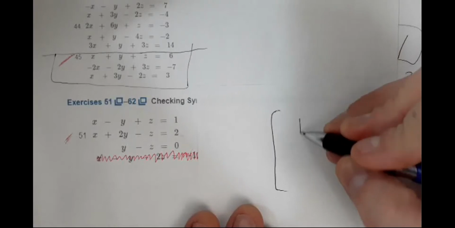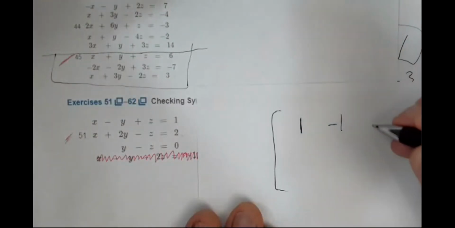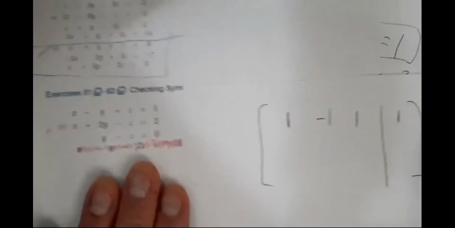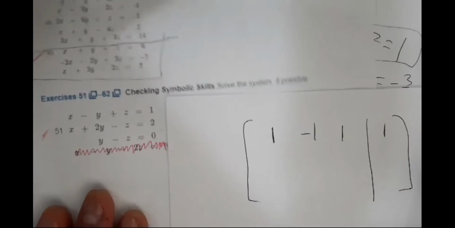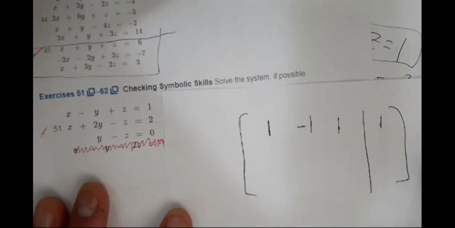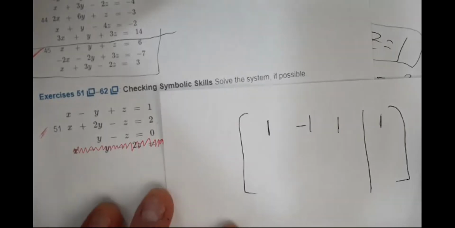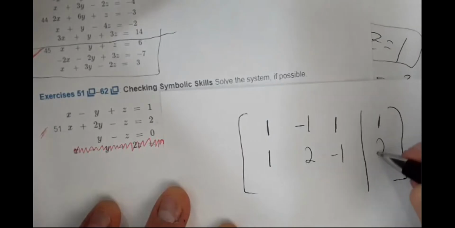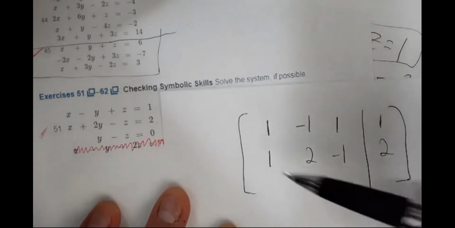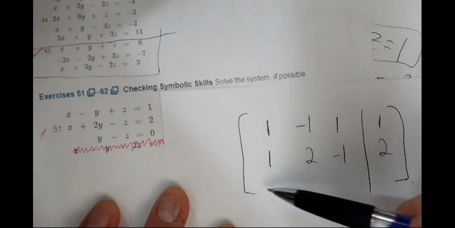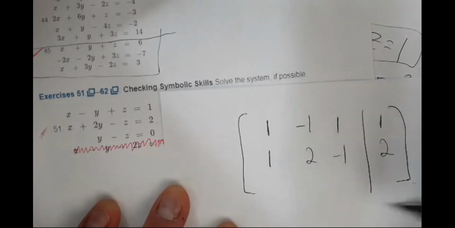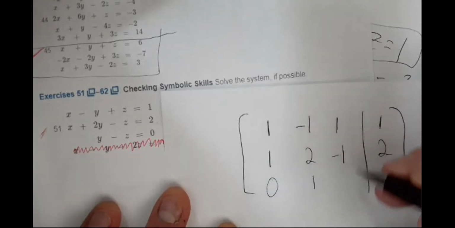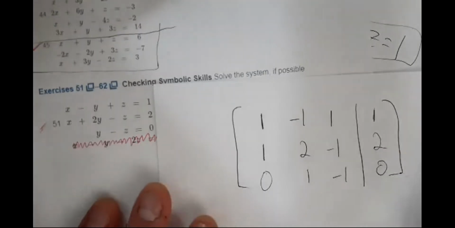Here's 1, here's minus 1, here's 1, put our bar, put our 1. We're writing a matrix off of these equations. Oh, it's a little bit trickier because they throw in some zeros. It actually makes it easier though. What am I putting in this last line? Someone tell me this last line. 0, 1, -1, and then 0. Yep.